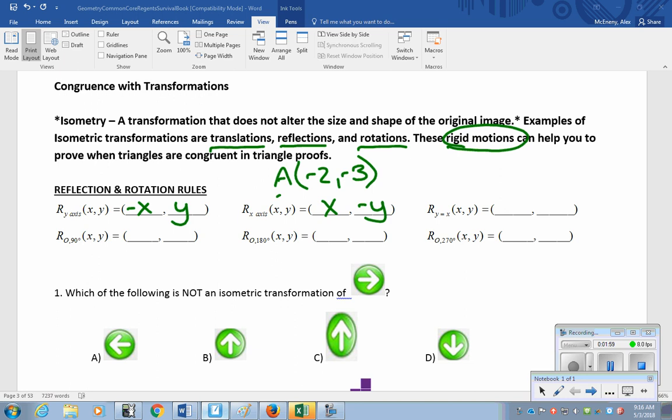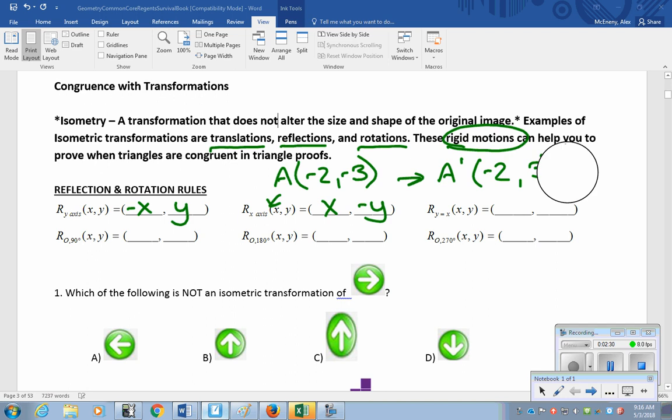If I did a reflection over the x-axis like this, what I'd get would be A prime, and the rule says that x stays the same. So the x value is still going to be -2, but the y value is going to become the opposite. So in this case, it'd be -2, 3. So if I was doing a reflection on the x-axis, that's how it would change. Just because it says x doesn't mean it's going to change it positive. What it means is it's going to keep it the same as what it started with.